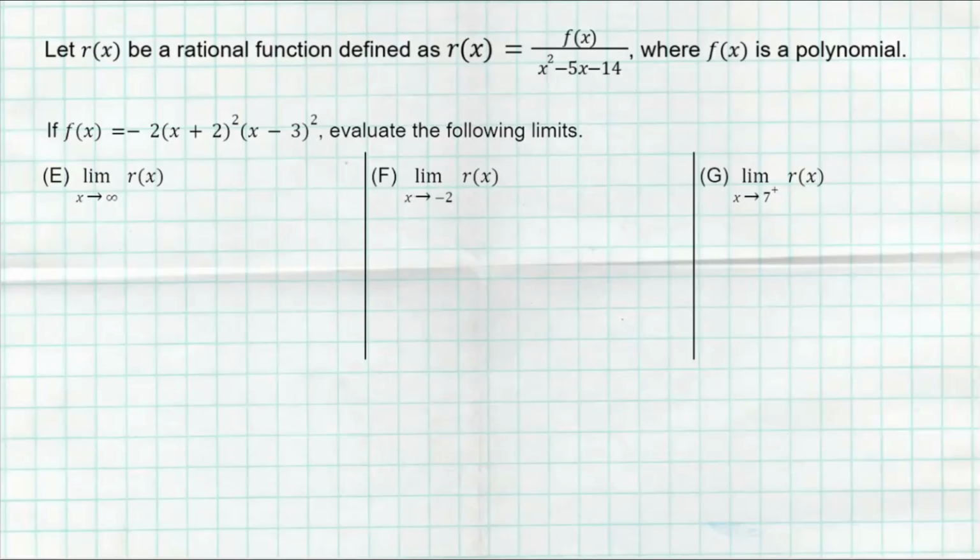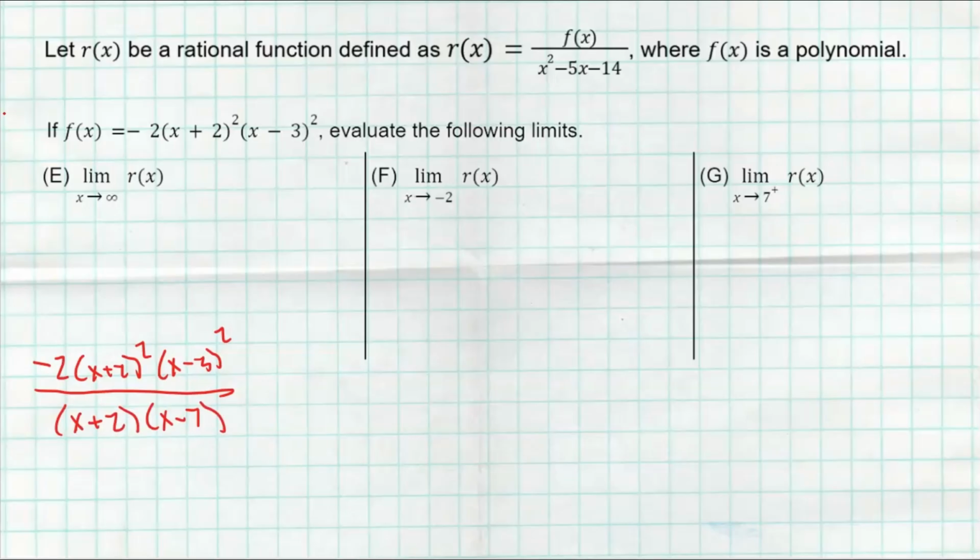So now before we evaluate the following limits, the first thing I'm going to do is actually write this out, right? So now my numerator is going to be negative 2 times x plus 2 squared times x minus 3 squared, all divided by, again, let me factor that denominator for the 15th time, right? x plus 2 times x minus 7.